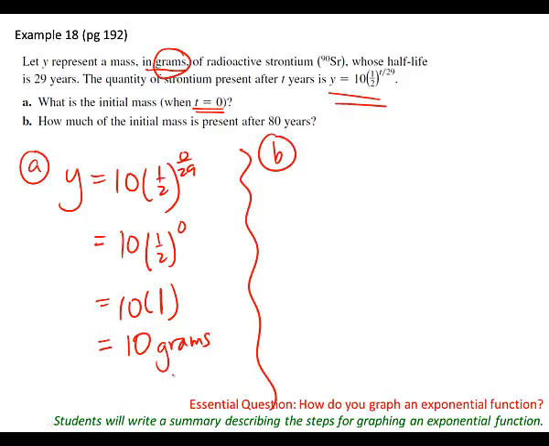Okay. Let's look at part B. It says, how much of the initial mass is present after 80 years? They did not explicitly say that T equaled 80, right? But that's what it is, isn't it? That's your T value, because it tells you in here T is years. So let's plug in the 80. We're doing the same thing, putting the 80 into it.